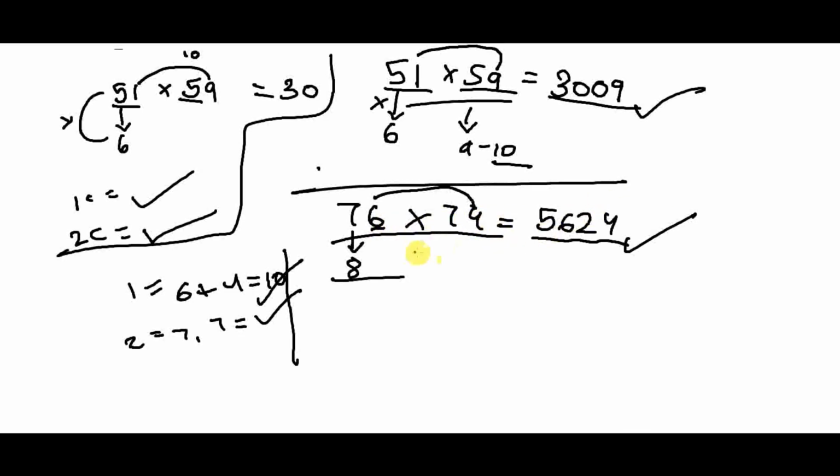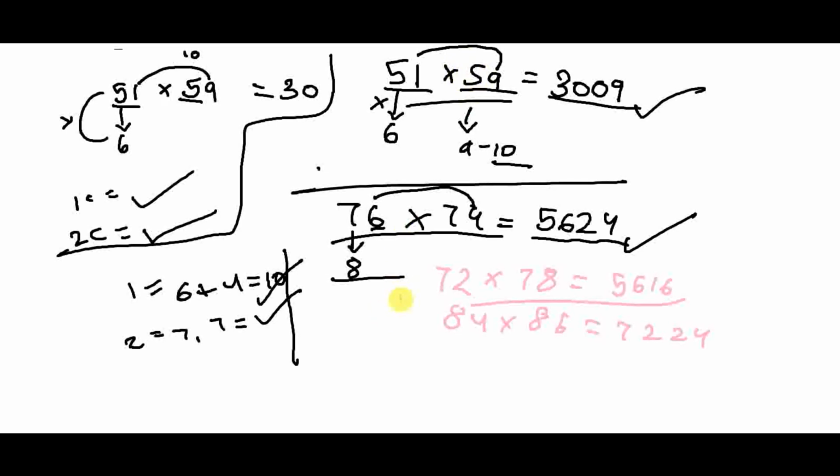Now, let's look at a few examples. 72 multiplied by 78 equals 5616. 84 multiplied by 86 equals 7224.